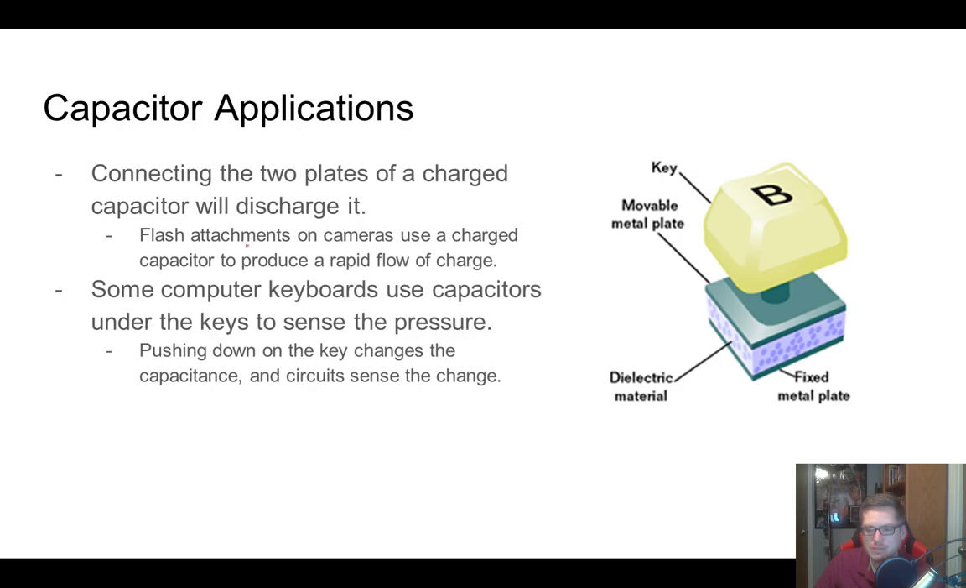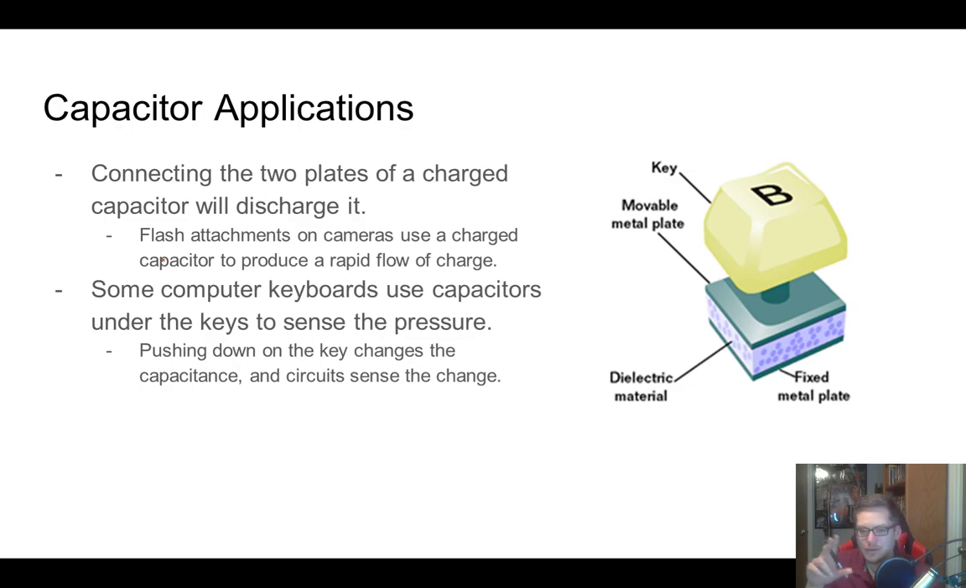Flash attachments on cameras use capacitors, right? If you've ever used a disposable camera, you hit that little button to charge it. You can actually hold it up and hear it go wee when it's winding. That's the flash charging up.